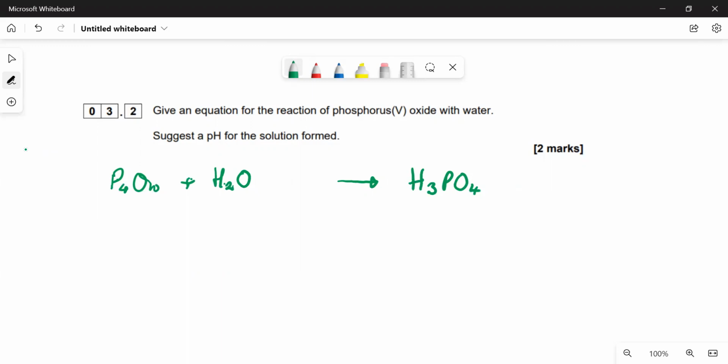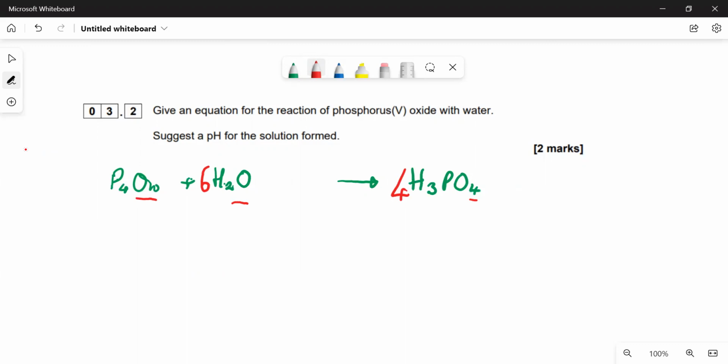Well, we've got 4 phosphoruses on the left and only 1 on the right, so we've got to put a 4 there. That means we've got a total of 4 times 3 hydrogens here. That's 12 hydrogens, so that means we're going to need 6 waters. Just check our oxygens are okay. Well, we've got 10 oxygens there plus 6 there makes 16. And we've got 4 times 4 makes 16, so that's balanced.